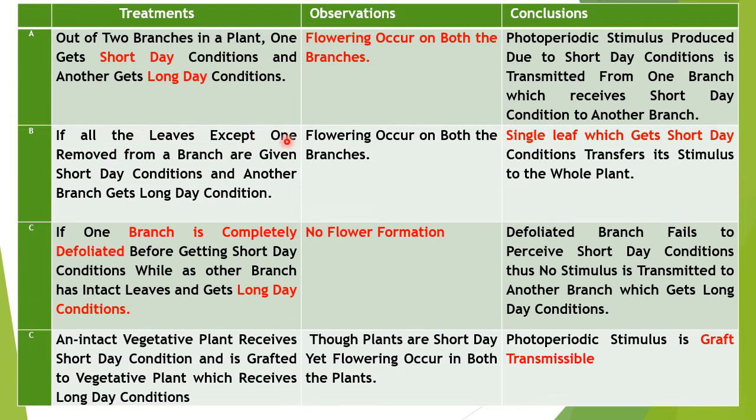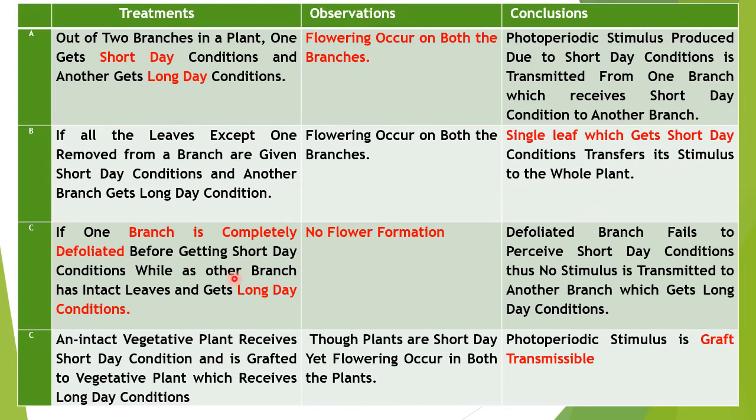If all the leaves except one are removed from a branch which is given short day conditions, and the other branch gets long day conditions: as the situation is now, it being a short day plant, you are removing all the leaves, keeping one leaf there and subjecting it to short day and the other to a long day condition. Flowering is taking place there because the single leaf which gets a short day condition transfers the stimulus to the whole plant.